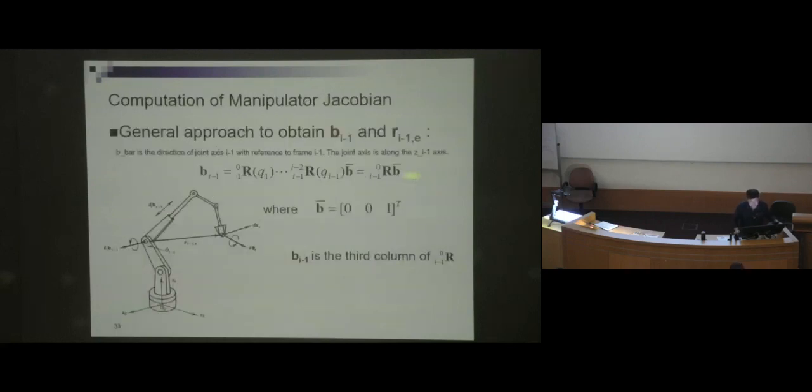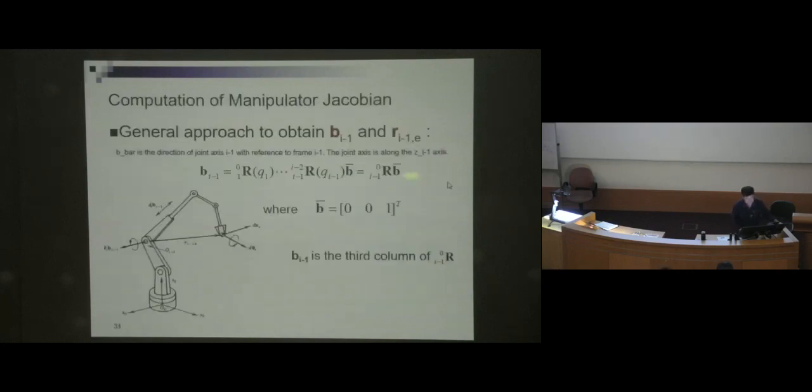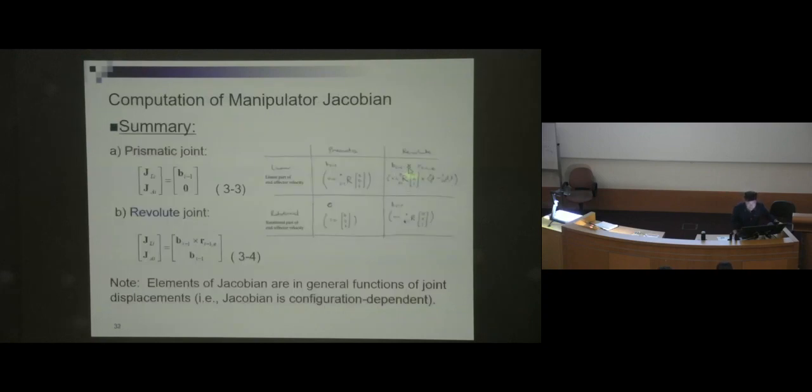So once you have determined that, if you put them all together and simplify, it's essentially your O_n minus your O_{i-1}. So once you have your b_{i-1} and r_{i-1,e}, you can actually form the matrix. You can determine your Jacobian matrix.